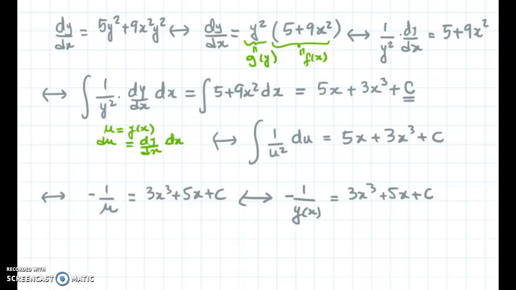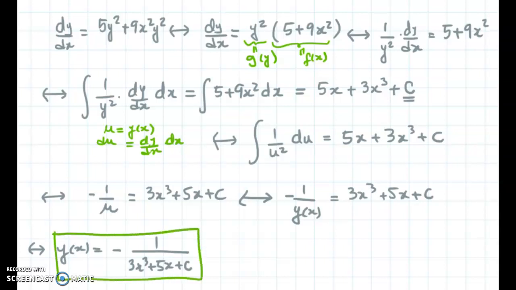And we want to isolate y, so I'm going to say that y of x is equal to negative 1 over 3x cubed plus 5x plus c. So this is the solution for our differential equation. If we wanted to check that the solution is correct, we have to take the derivative of this and check that it verifies the differential equation we are solving.